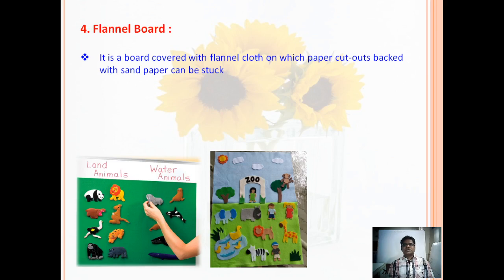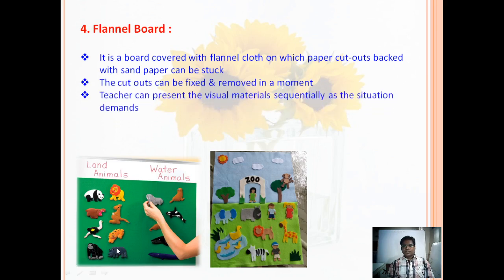Fourth one is the flannel board. Okay, in this one, these are the land animals and these are the water animals. In this flannel board, there is a green background, and this green background is made up of velvet paper. If you have different pictures or models, you may directly paste them over it, or you may just keep them over it, and it will be a meaningful formation.